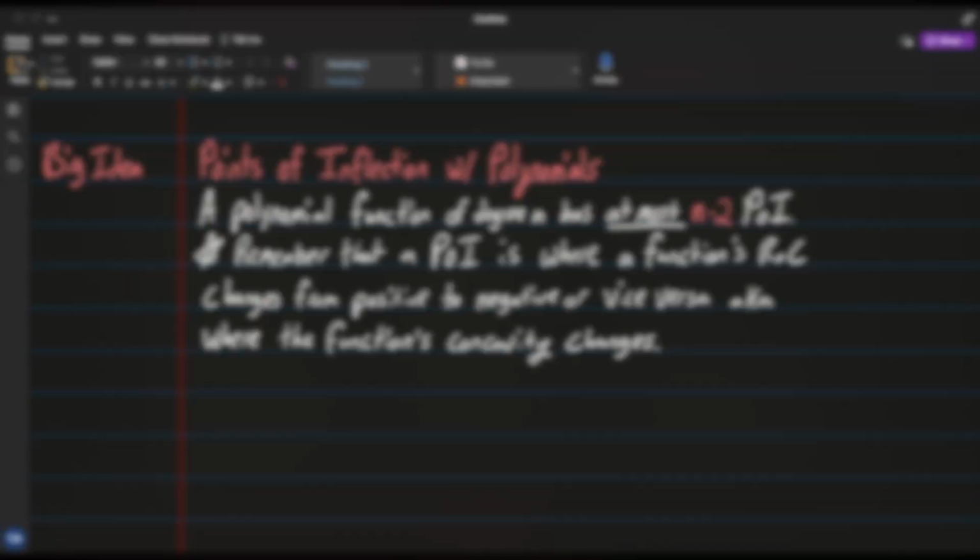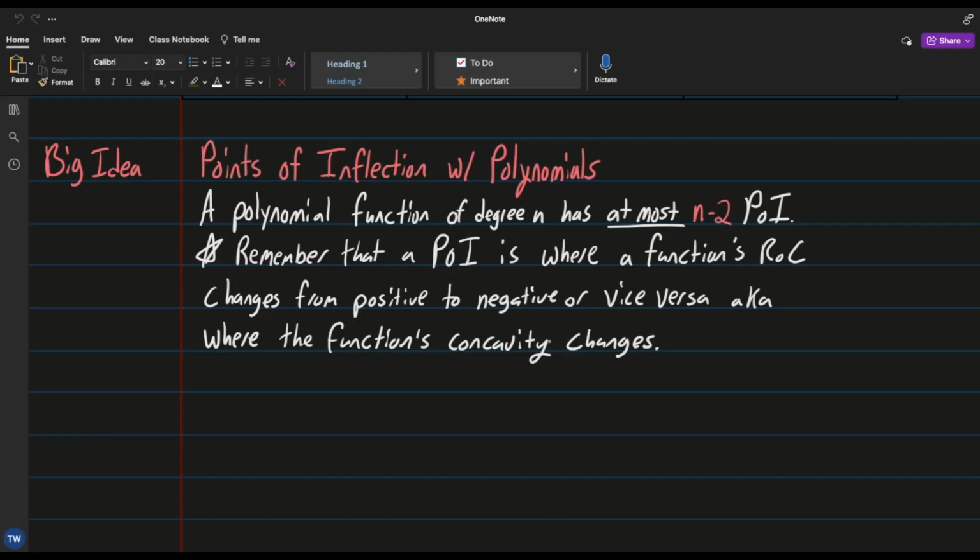Very nice. Our last big idea of the day is about points of inflection with polynomials. So we've talked about points of inflection before. It's where the concavity changes from being concave up to concave down, or concave down to concave up. For polynomials, to identify how many points of inflection one has, it's going to have at most n minus 2. So a degree 3 polynomial is the first polynomial that has the possibility of having a point of inflection. It does not have to have that many points of inflection, but it cannot have more. So a quadratic and a linear, neither of those are capable of having points of inflection by this big idea.